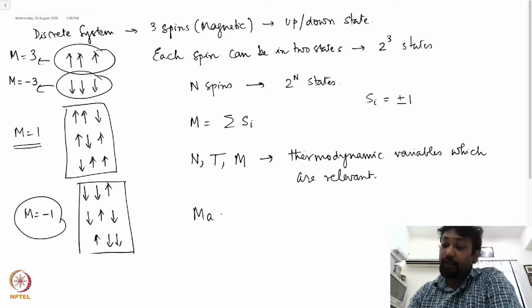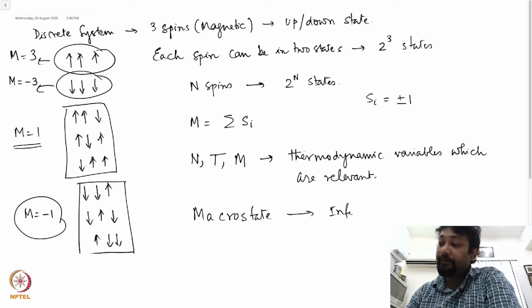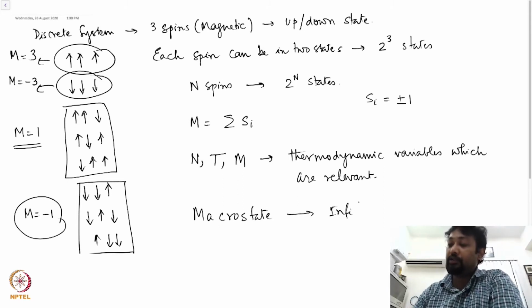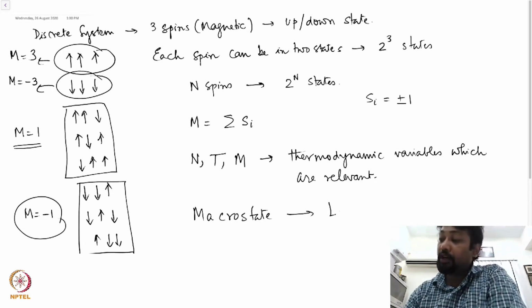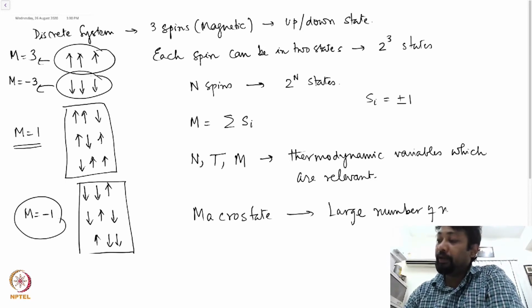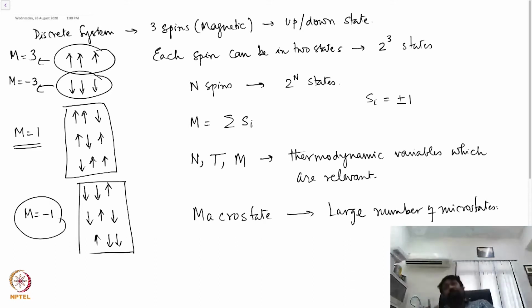Now, so therefore, the whole idea is a macrostate always corresponds to an infinite number of microstates. Well, let's modify this a little bit for this case. It corresponds to a large number of microstates. In principle, it corresponds to an infinite number of microstates, because whenever you study these systems, you always say that n is very, very large, and we have seen that the typical value of n is 10 to the power 23.